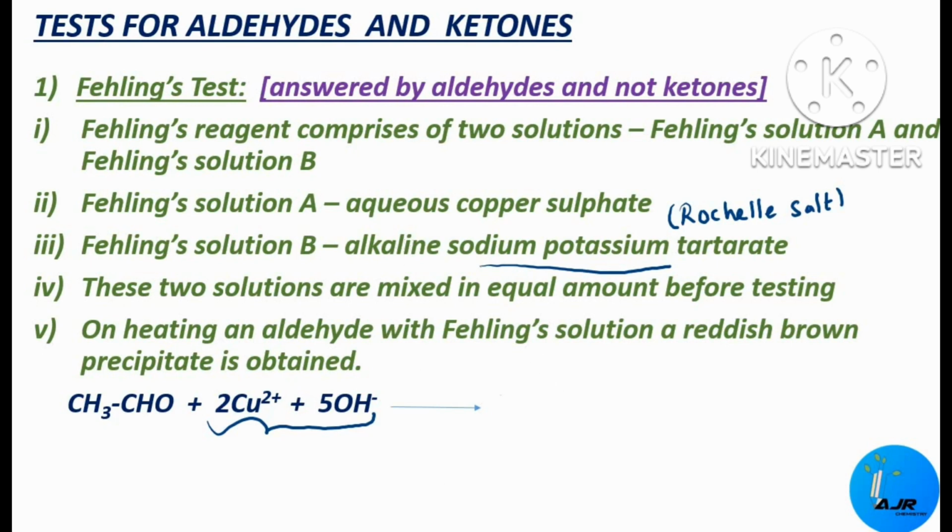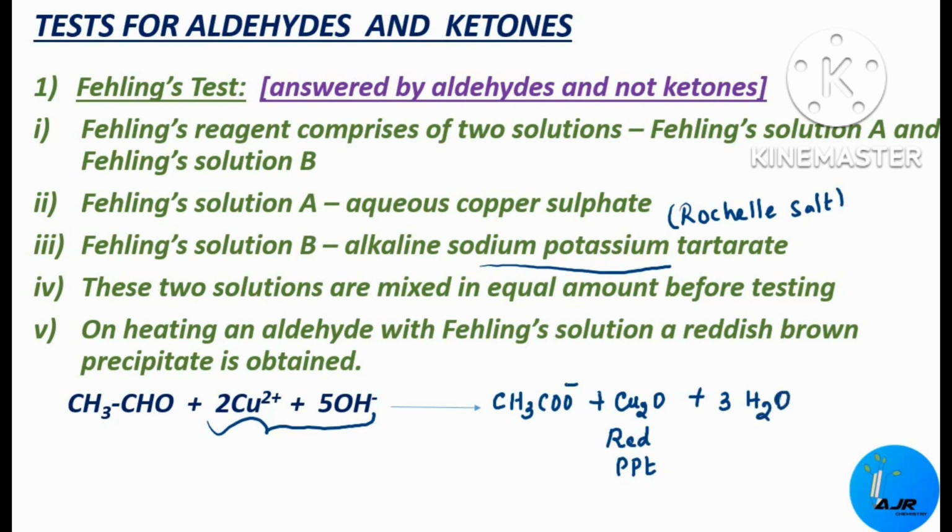So this acetaldehyde will be converted to a carboxylate, that is CH3COO minus. Along with this we will get Cu2O, which has a red color and is a red color precipitate, and we'll also get 3 molecules of water.